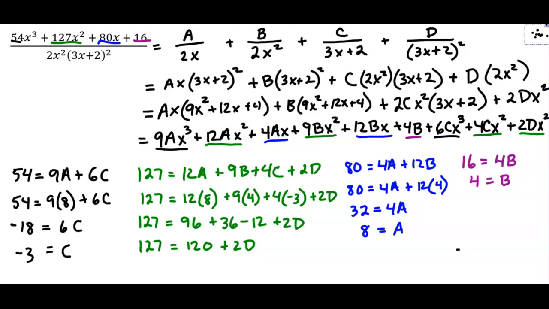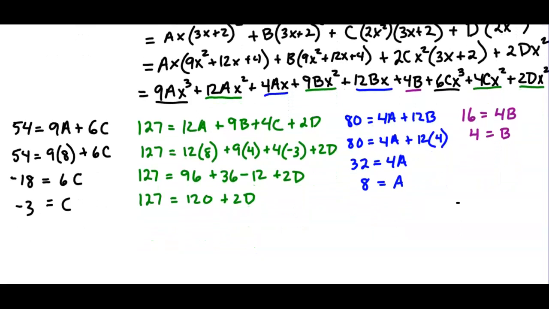Okay, now here's where the sadness comes in, I guess. 7 equals 2D. Well, that's not going to divide evenly. We're not going to go with a decimal here. We're going to leave it 7 over 2 equals D, and I'll show you how we'll handle that in the end with our expression. Okay, so if you remember, we found A, B, C, and D, they were all just linear constants for the numerators, okay?